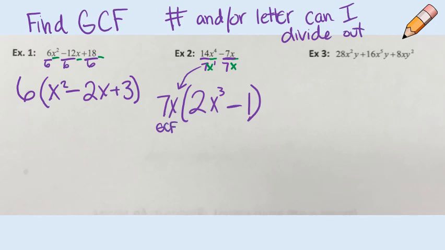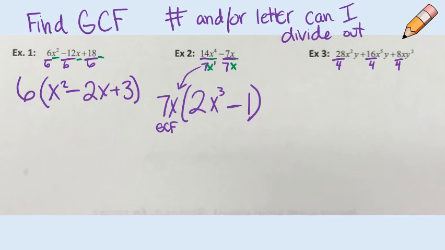Let's look at one more. This one's a little more challenging. Take a look at the numbers first. I have 28, 16, and 8. Let's take a look. 8 goes into 8, 8 goes into 16, but 8 does not go into 28 evenly. Let's try 4. 4 goes into 8, 4 goes into 16, and 4 goes into 28. So I can evenly divide a 4 out of everything.